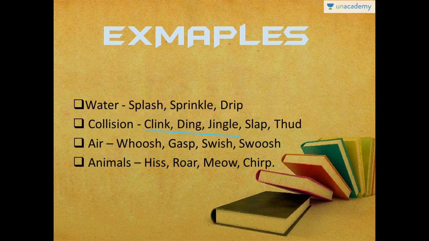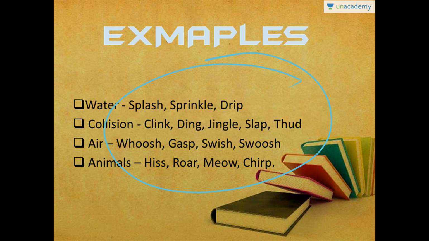Clink, ding, jingle, slap, third. All these are related to collisions. So I really hope you're understanding what onomatopoeia is. Just by reading all these words, we are able to associate with what the writer or the poet was trying to convey. Just by reading it, we can associate it with the words or what it is related to.